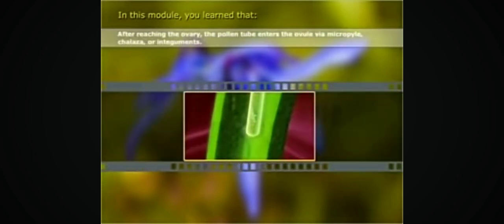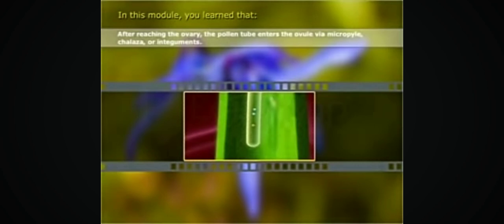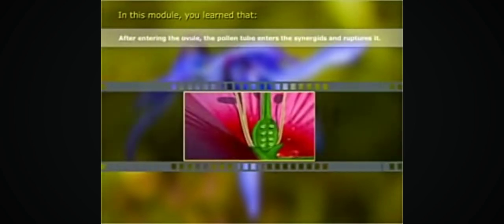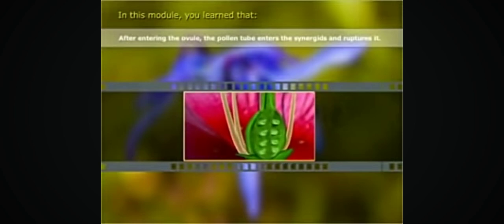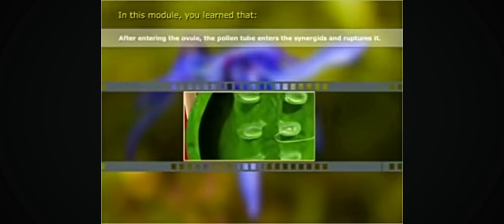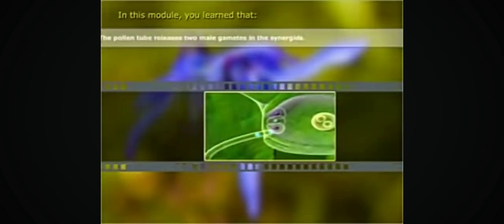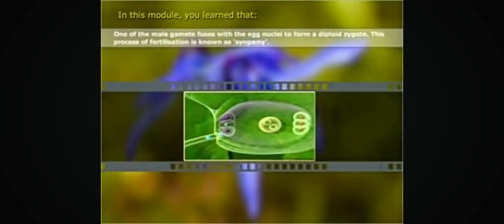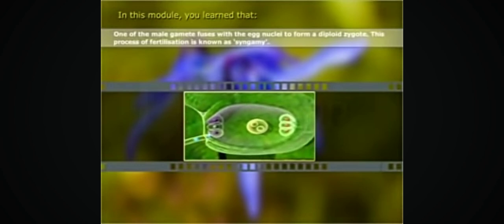After reaching the ovary, the pollen tube enters the ovule via the micropyle, chalaza, or integuments. After entering the ovule, the pollen tube enters the synergids and ruptures them. The pollen tube releases two male gametes in the synergids. One of the male gametes fuses with the egg nucleus to form a diploid zygote. This process of fertilization is known as syngamy.